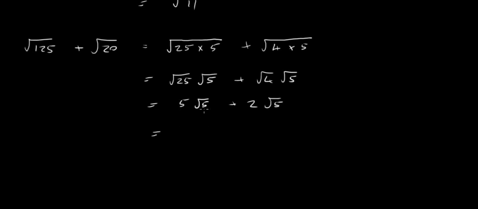So here we've got 5 of these root 5s, and we have 2 of these root 5s, and we want to add them. So our answer here will be 5 plus 2, which is 7 of those root 5s. Okay, so that's just adding and subtracting surds.